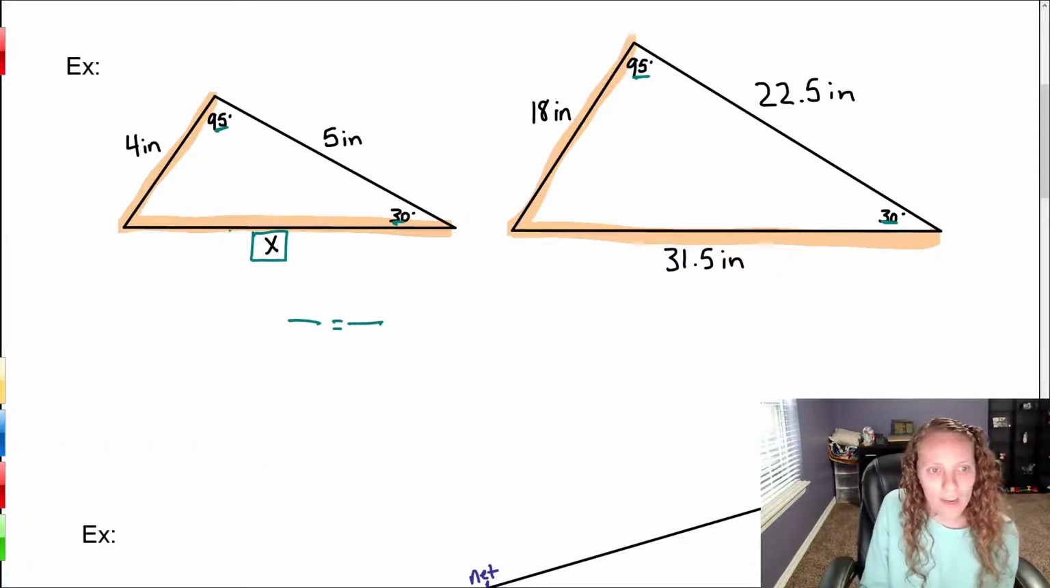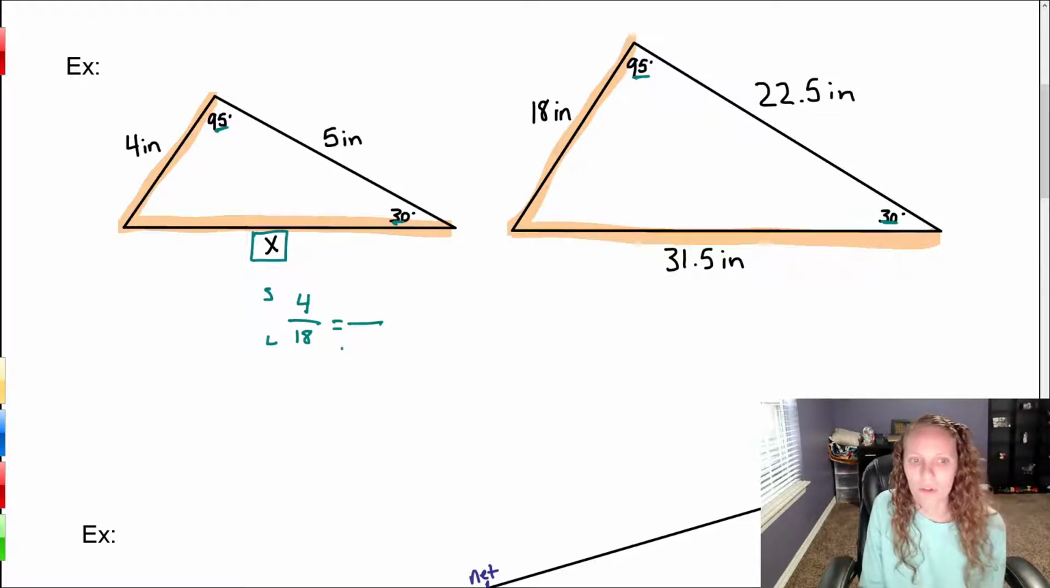So let's go ahead and plug in our numbers. Remember that 4 and 18 are corresponding, so I'm going to put those in the first fraction together. We're putting the smaller triangle up top and the larger triangle down below. So x, or our missing number, will go up top, and I'm just going to leave it an open box so we can fill in our answer when we solve, and it corresponds to 31.5.